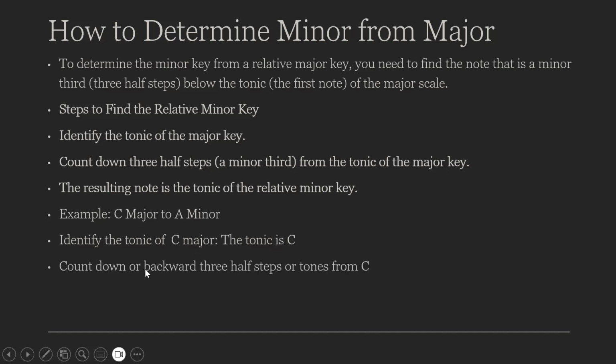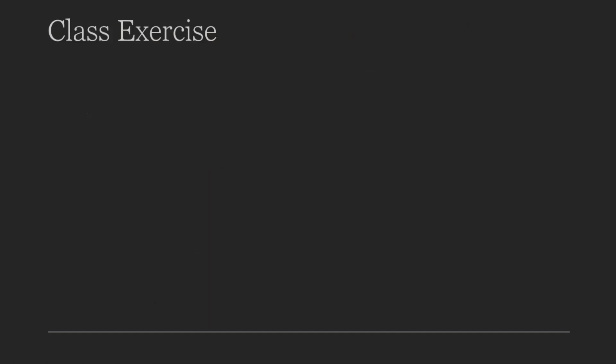Count 3 steps down or backward. Sorry, it's not supposed to be 3.5, it's supposed to be 3 steps, which is 3 semitones backward, okay? Backward from C, it takes us to what? A. Therefore, A minor is the relative of C major. Okay? So, can we attempt this exercise now?